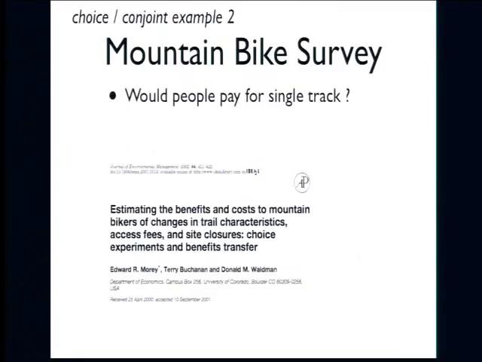Okay, another example. Anybody a mountain biker here? No mountain bikers? We got one mountain biker. All right. So I like this survey. I want to present it. I'm not a big mountain biker, but I have enjoyed it. It's great. We live in a great place for it. This is a survey that asked, would people be willing to pay for single track? Would people be willing to pay that little dollar amount for riding on single track?